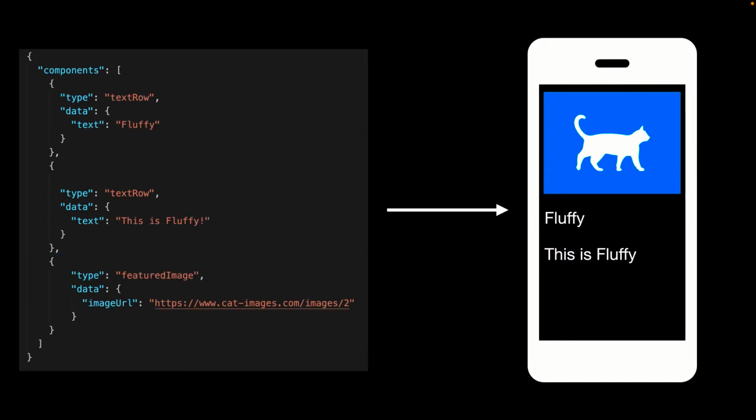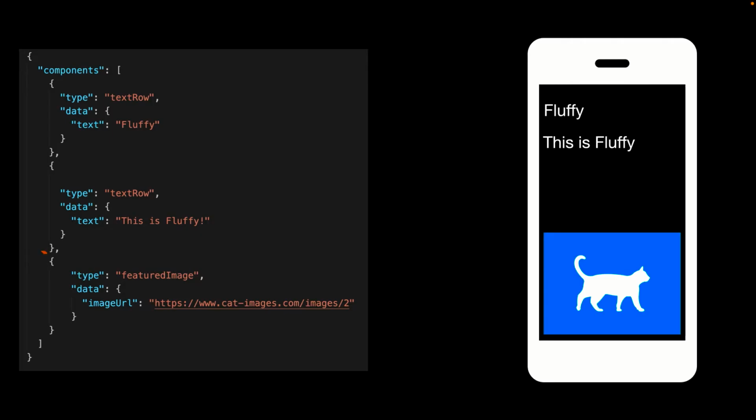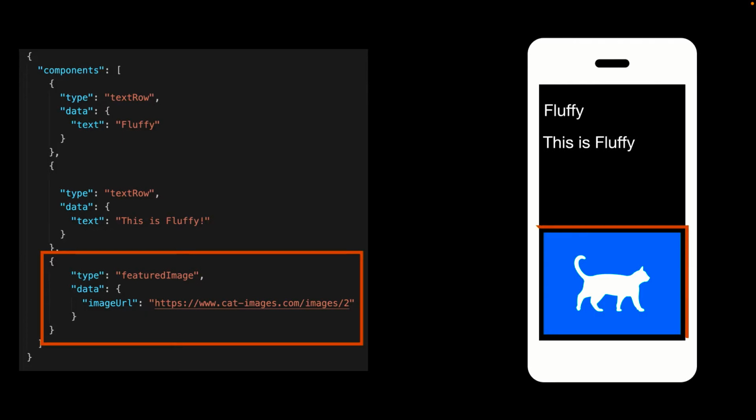In this example, you can see that now we have changed the featured image. The position of the featured image is now at the bottom of the response. And that is why you can see that the featured image is now at the bottom. This change was made on the server. The server simply changed the structure of the JSON sent to the client, and the client never had to be updated.